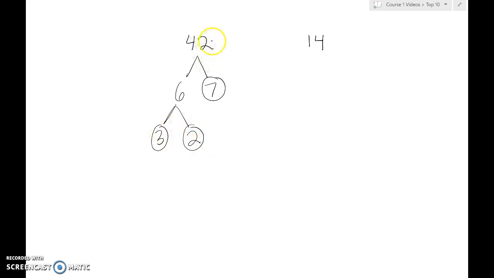All right, 42 is the product of 3 times 2 times 7. That makes 42. So let's take this over to 14, and let's say that that's 7 times 2. Those are the prime factors of 14. So what is the greatest common factor?